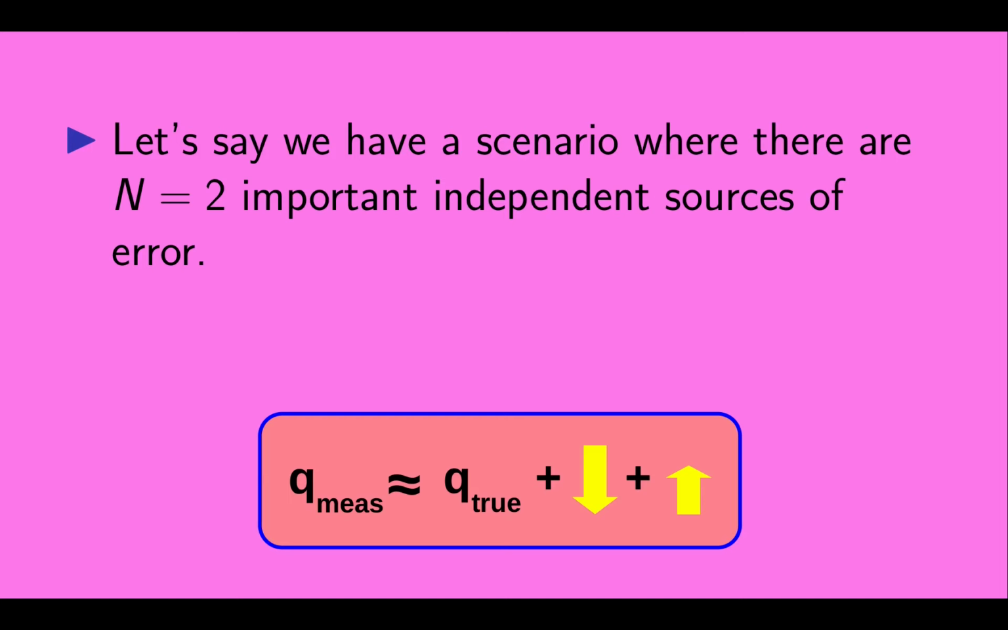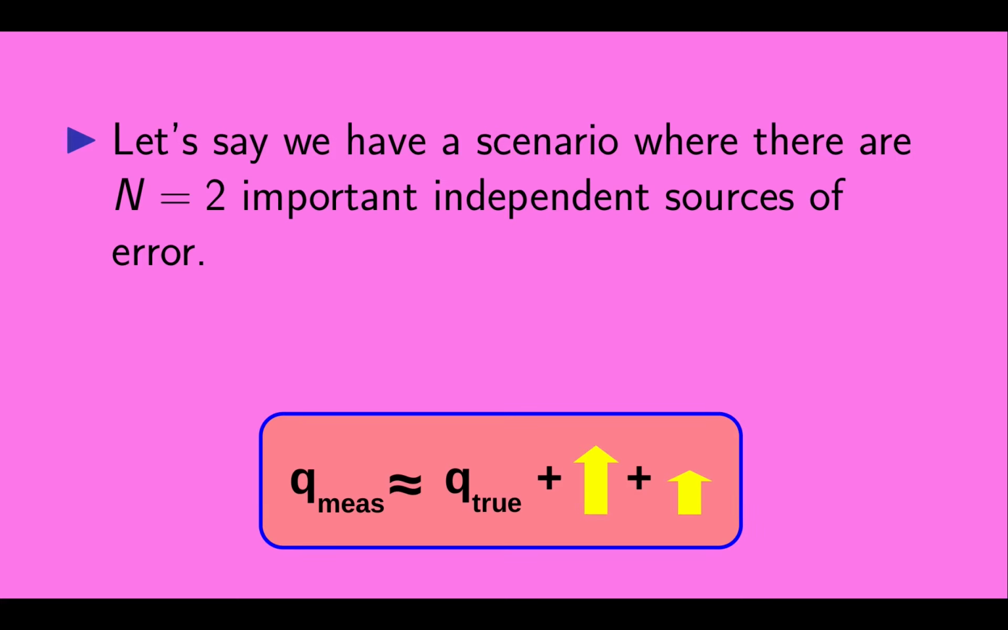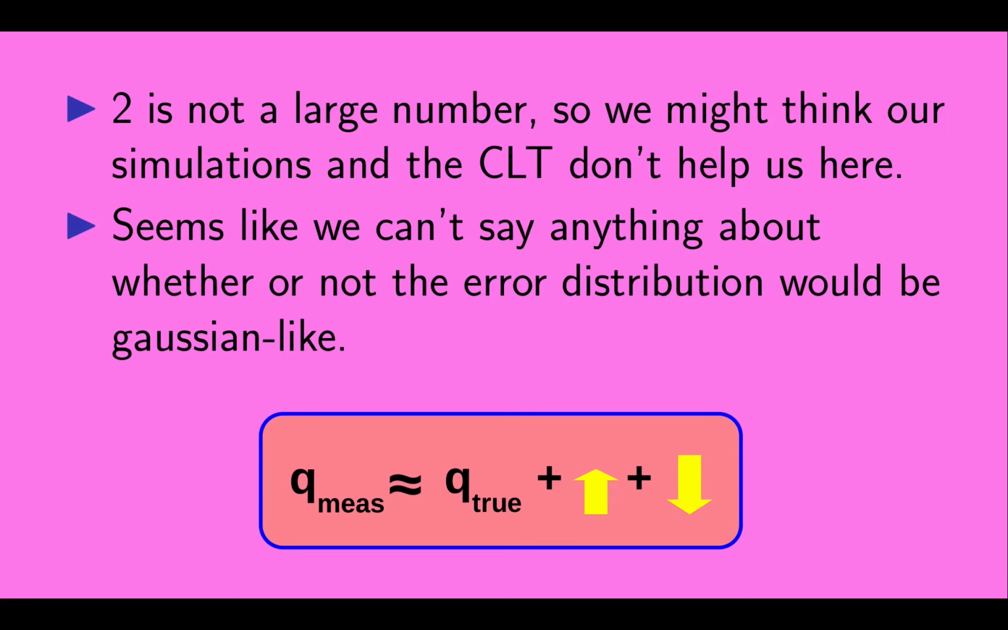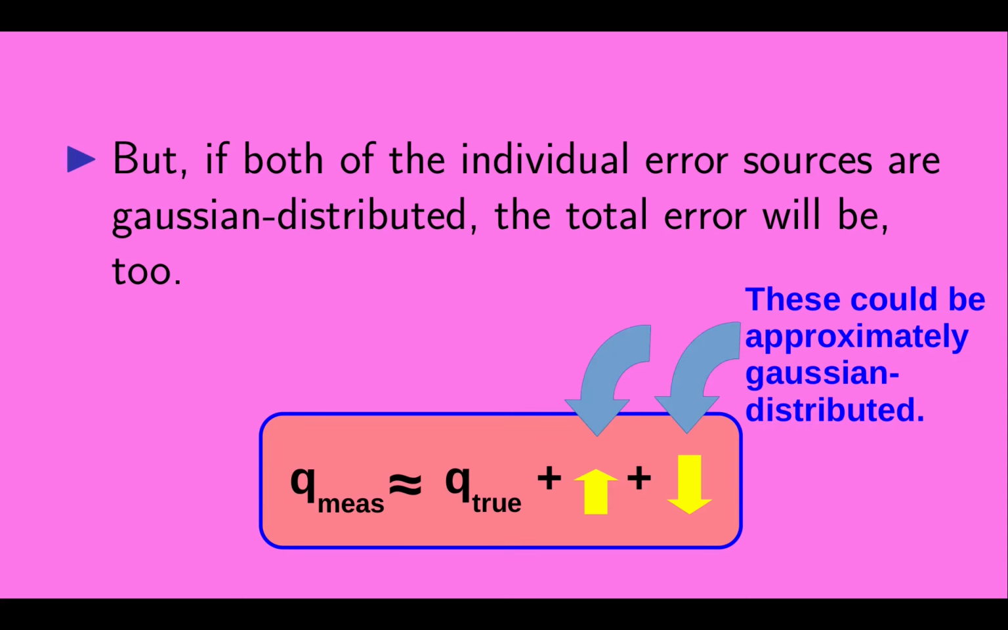With that, let's look at a very useful special case. Let's say we have a scenario where there are n equals 2 important independent sources of error. And those error sources, of course, fluctuate from trial to trial. Now, 2 is not a large number, so we might think our simulations and the central limit theorem don't help us here. It seems like we can't say anything about whether or not the error distribution would be Gaussian-like. But if both of the individual error sources are Gaussian distributed, the total error will be too.